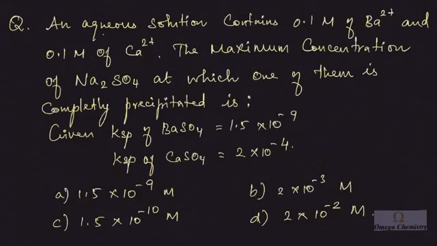An aqueous solution containing 0.1 molar barium ion and 0.1 molar calcium ions. The maximum concentration of sodium sulfate at which one of them is completely precipitated is, so I have been given a Ksp of barium sulfate, which is 1.5 × 10^-9, and Ksp of calcium sulfate, 2 × 10^-4. Fine. To find out what is the maximum concentration of sodium sulfate required.